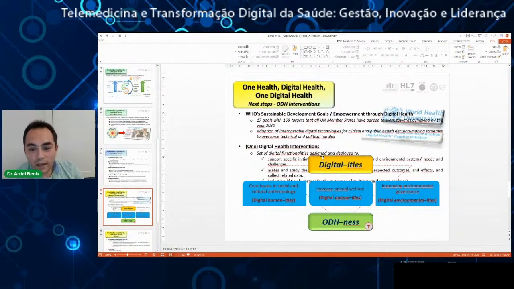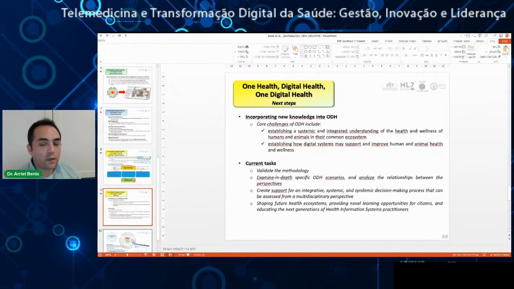So when we are looking at One Digital Health, we need to consider what we pointed out with WHO and the Sustainable Development Goals defined for 2030. And we need to look at the digitalities, meaning human digitalities, digital animalities, and digital environmentalities, meaning that we need to look at each one of these perspectives in a digital way for allowing integrating data and taking healthcare forward by looking at human, animal, and environmental descriptions.